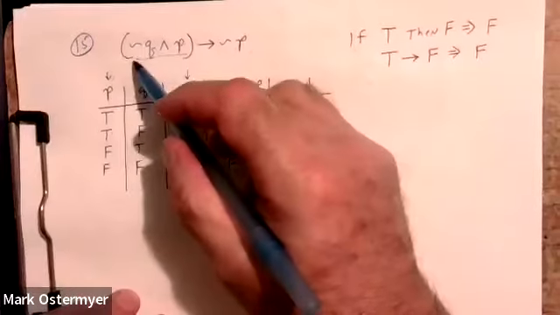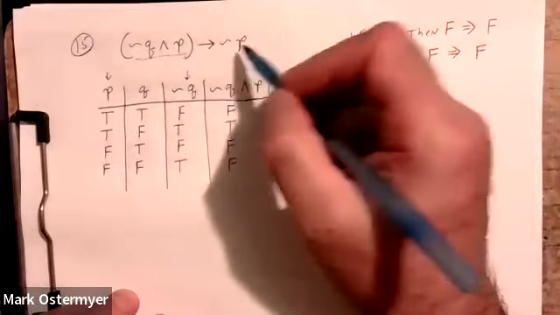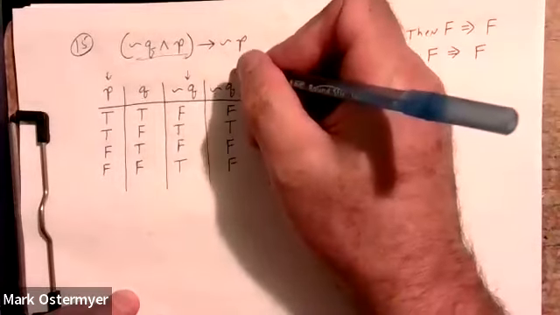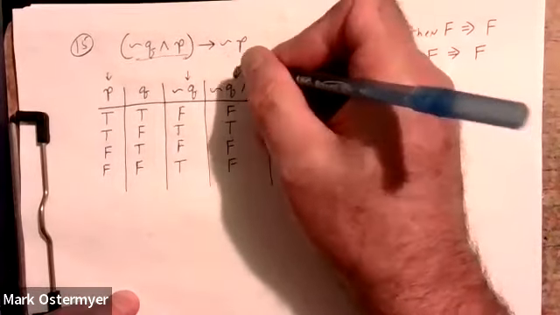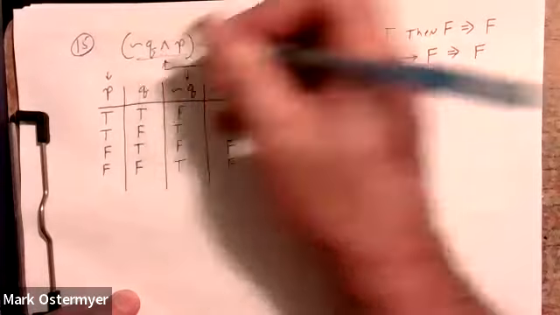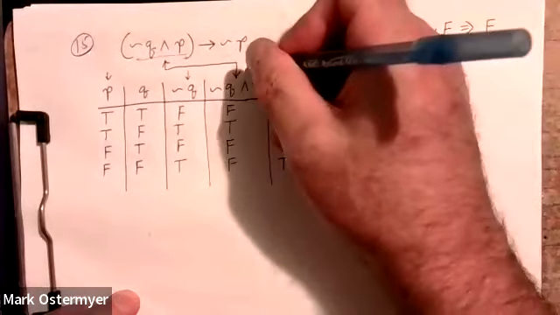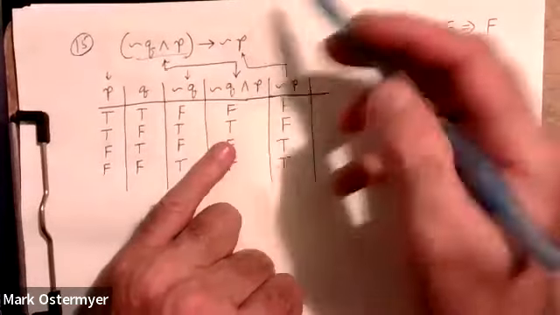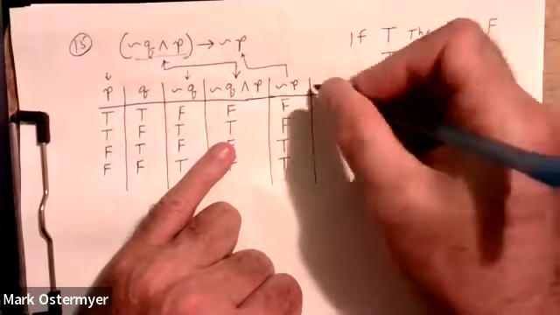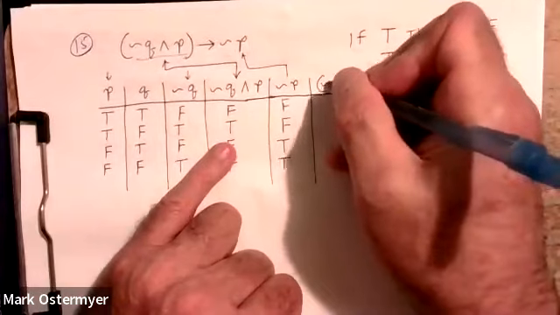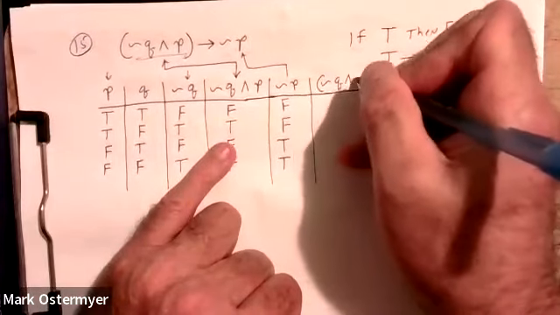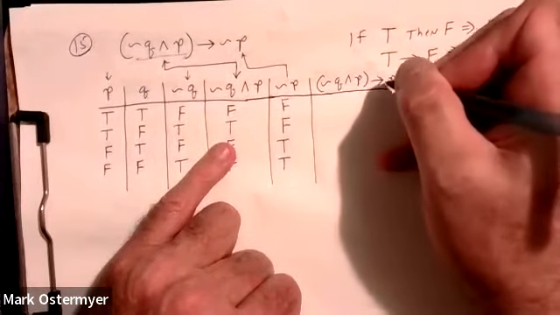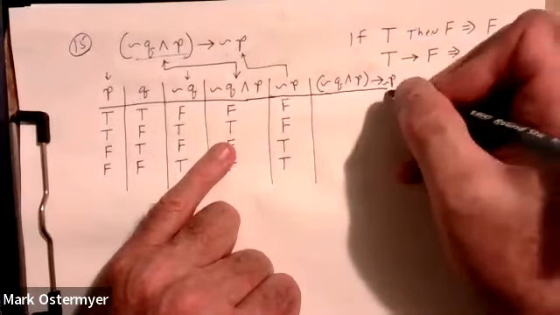So to form if this statement, then this statement, we would use this column as the first statement, and this is the second statement. The conditional will be my last column here, the entire conditional. This should be not P.